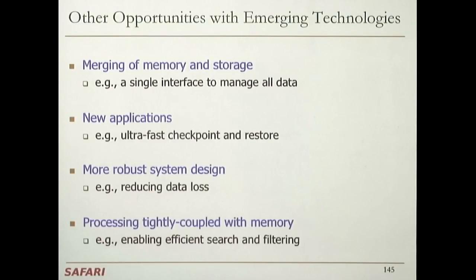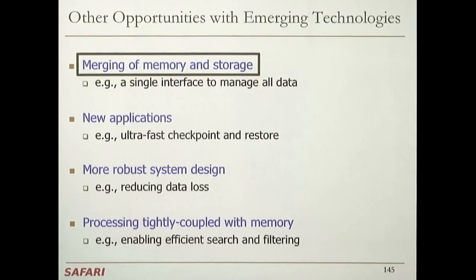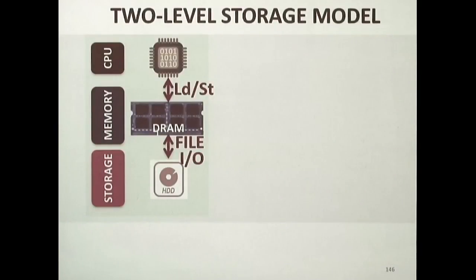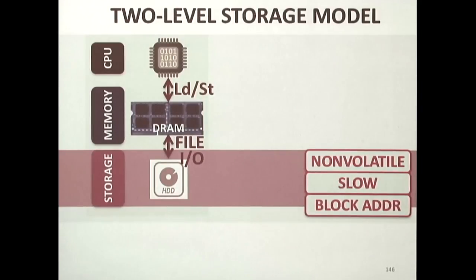I'll talk about the first one over here, merging of memory and storage. Because we have persistent memory now, why don't we merge memory and storage? Why don't we have a single interface to manage all data? And this is actually a longer description than what 4 minutes allow.